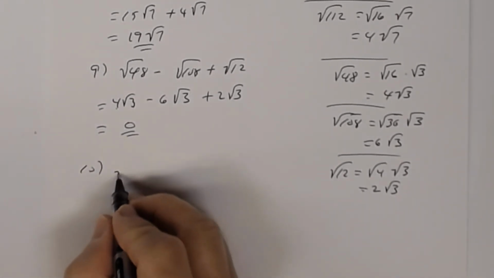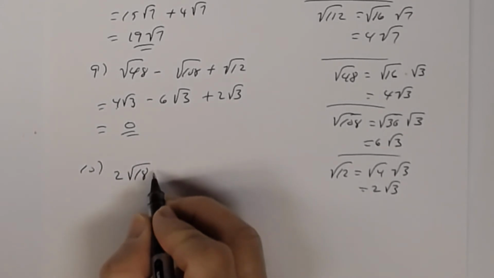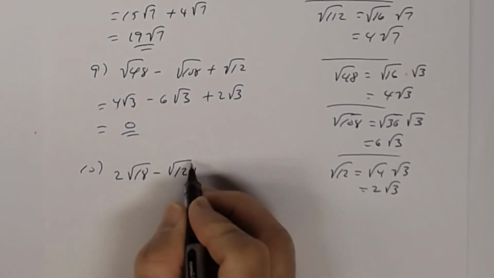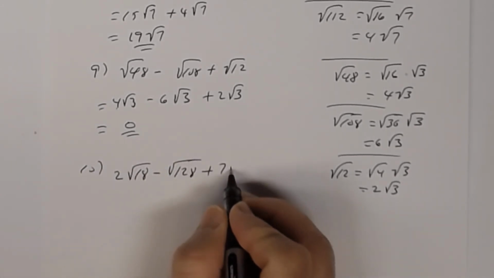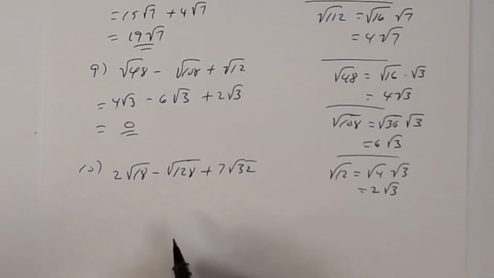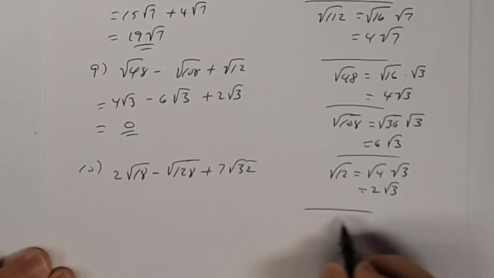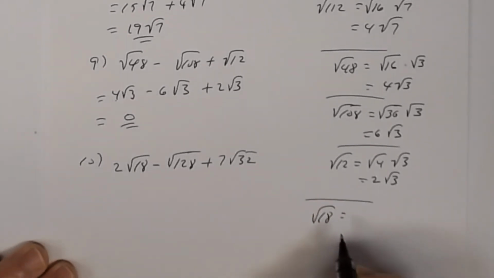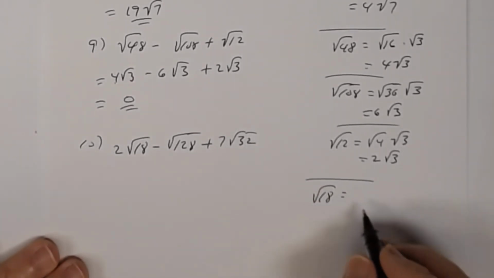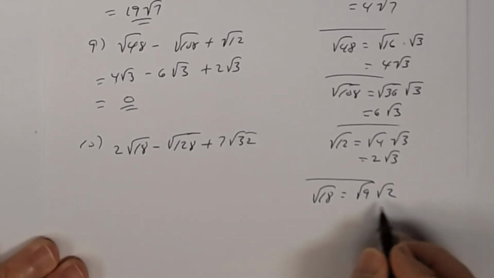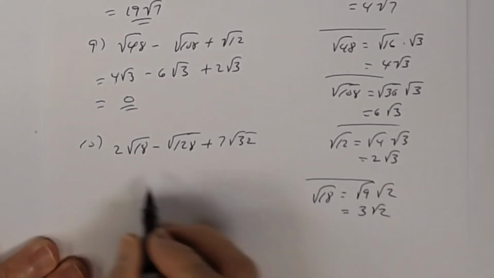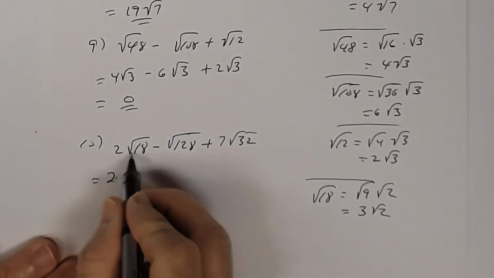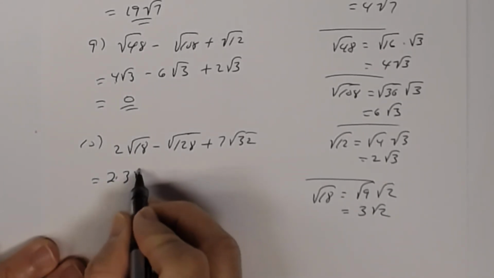Okay, number 10. Number 10, you have 2 square root of 18 minus the square root of 128 plus 7 square root of 32. All right, so let's talk about the square root of 18. We know the largest perfect square that goes with 18 is 9, so that's square root of 9 times square root of 2. So that's 3 square root of 2. So that's going to be 2 times 3 square root of 2.